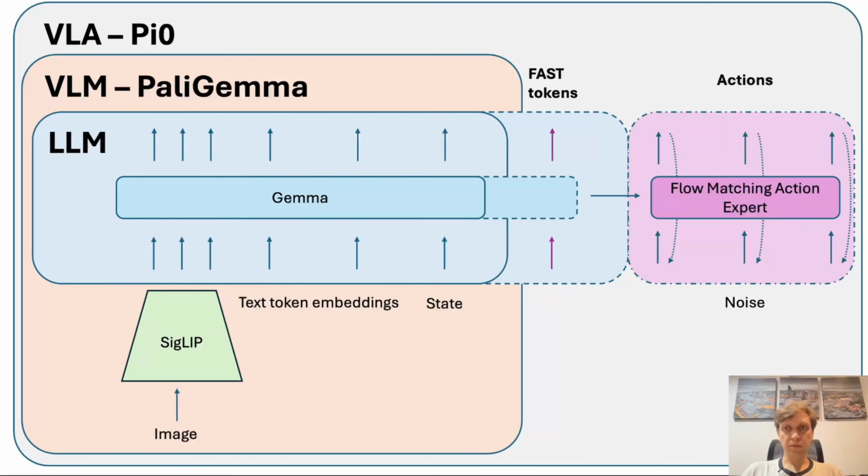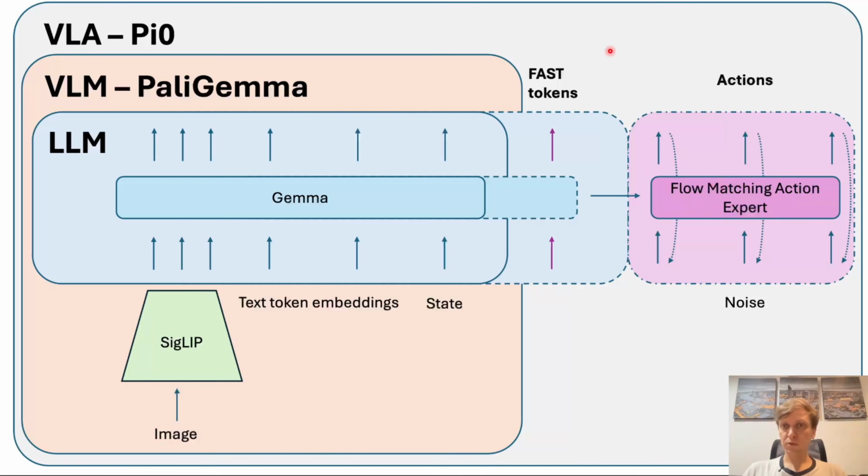In my previous video, I shared this schema of Pi0. It consists of a VLM part that consists of two parts. The first one is the LLM, that is Gemma, and the second one is the visual backbone, SigLIP. And it can predict actions using two options. Option number one is to use FAST tokens. Then we just have this VLM part that can output tokens autoregressively.